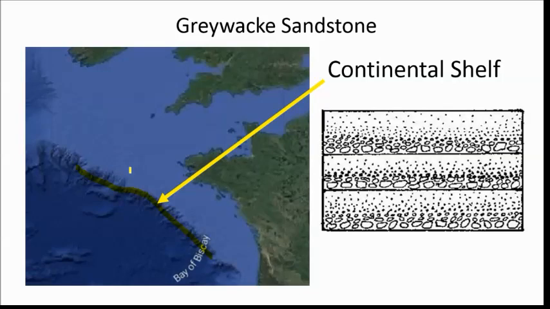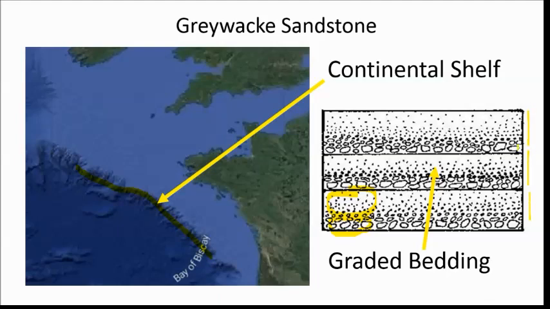And here's an example of 3 successive turbidite currents producing this graded bedding. You can see that the larger clasts are at the bottom, which were deposited first as the turbidity current settled, and the finer clasts were deposited on top of that. So that represents 1, 2, 3 different underwater turbidity currents.